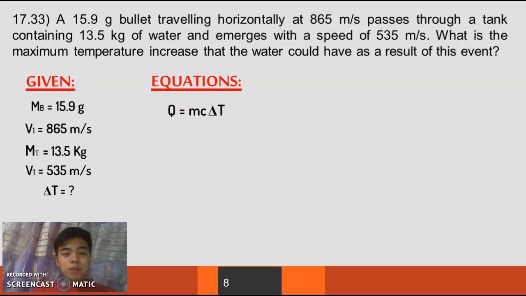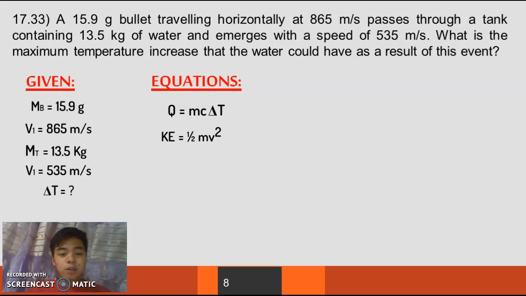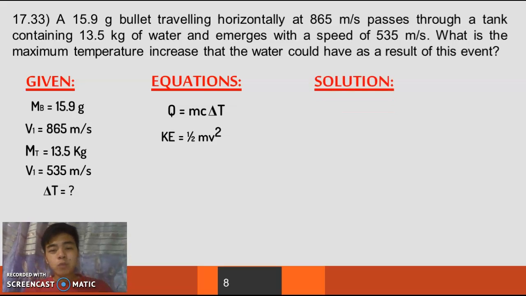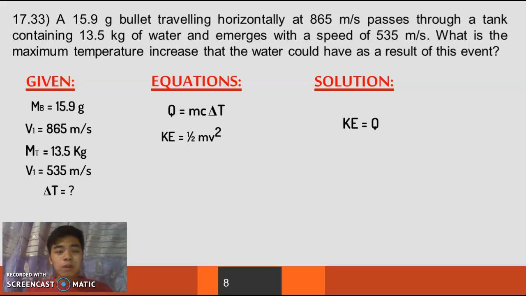So we have an equation of Q, which is the quantity of heat, equal to the mass times the specific heat times the change in temperature. And we have here the KE, or the kinetic energy, which is equal to 1/2 mv squared. And I will discuss later why we will need this. For our solution, we can say here that the kinetic energy is equal to the quantity of heat. So why is that? Because the lost kinetic energy of the traveling bullet is equal to the quantity of heat absorbed by the water in the tank.